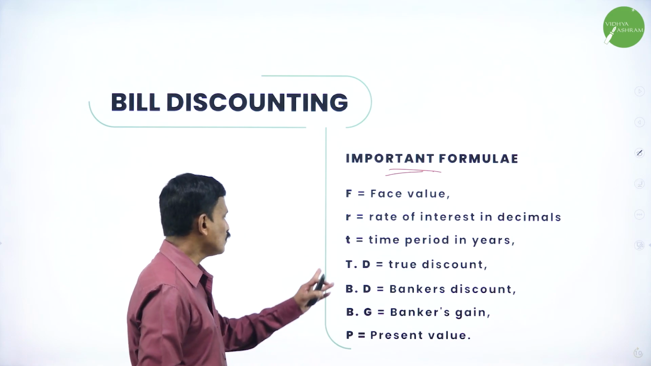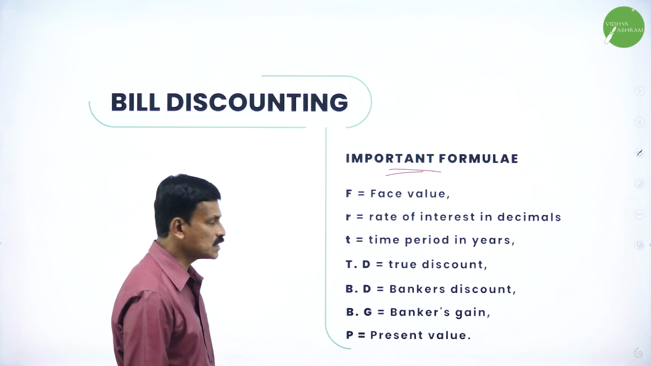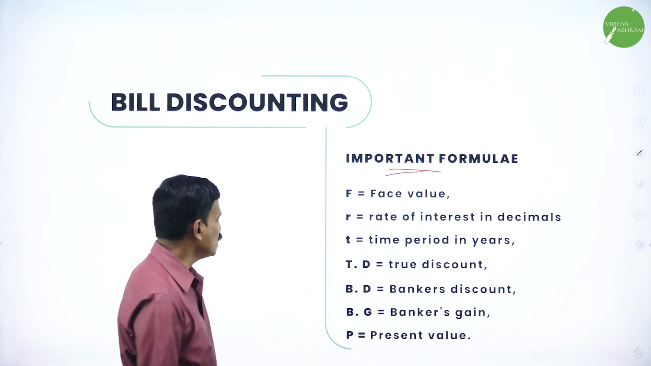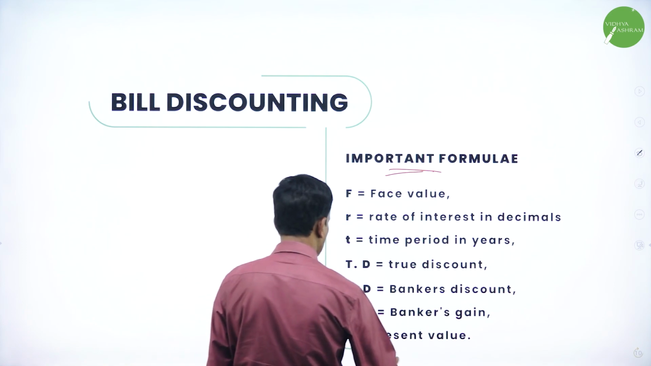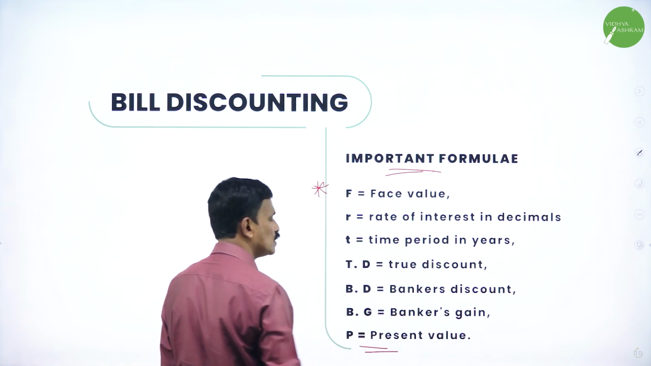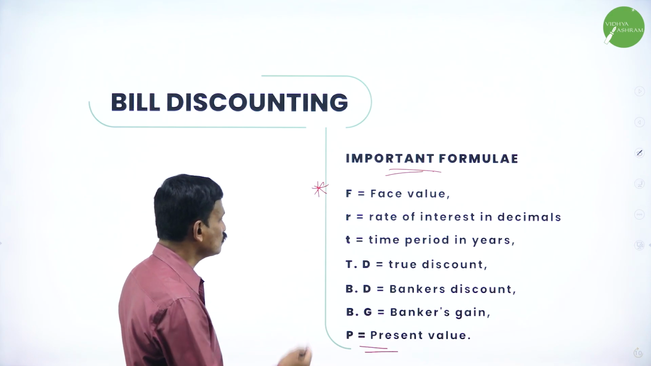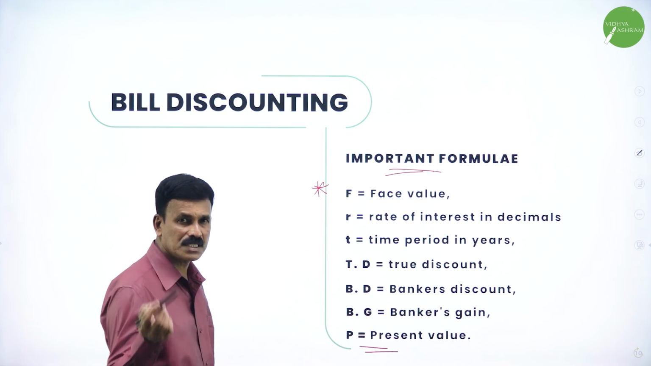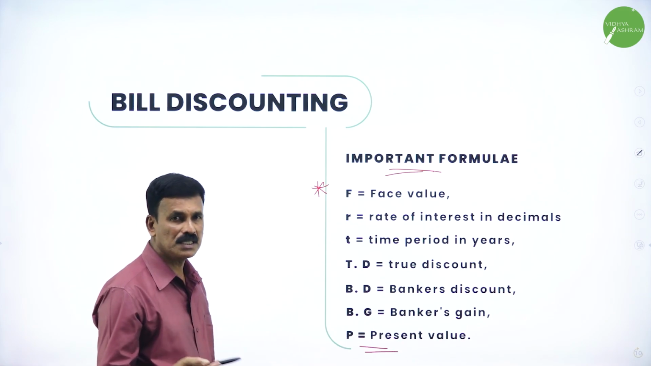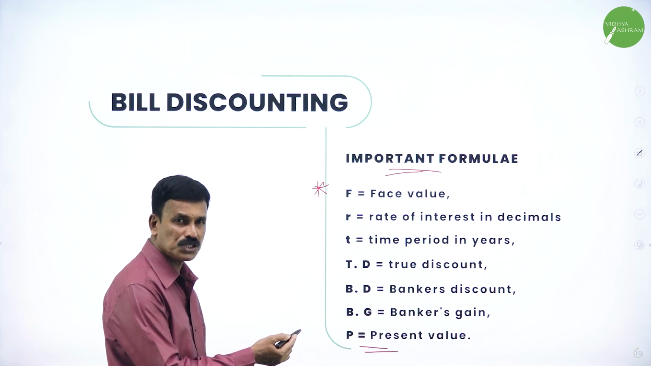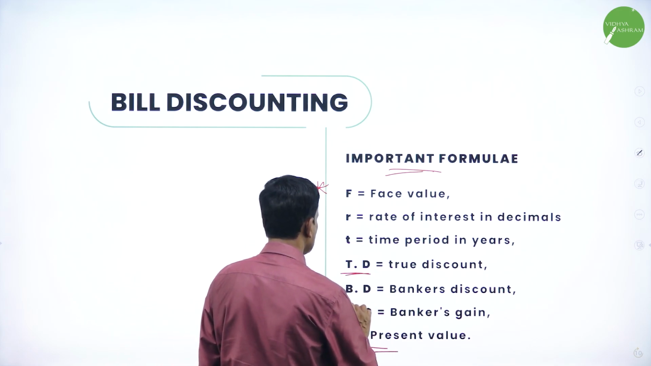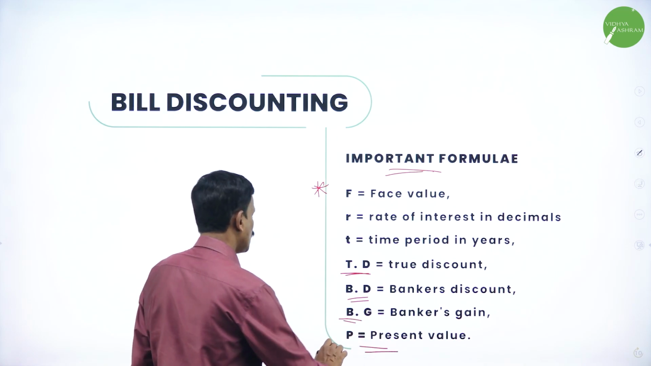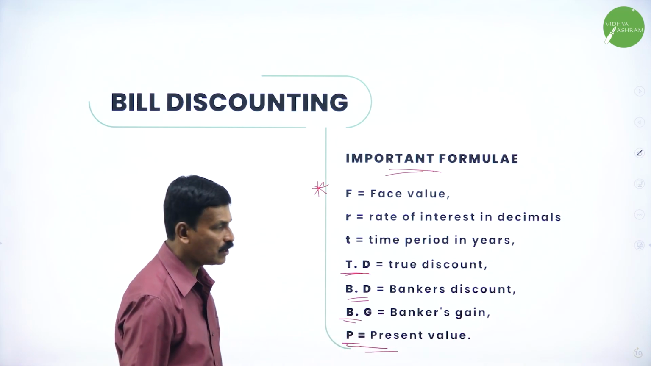What is TD? TD is called the true discount, BD is called the banker's discount, BG is called the banker's gain, and P is called the present value. Very important terms actually. Face value is denoted as F, small r is the rate of interest in decimal, T is the time period in years, TD is the true discount, BD is the banker's discount, BG is the banker's gain, and P is the present value.